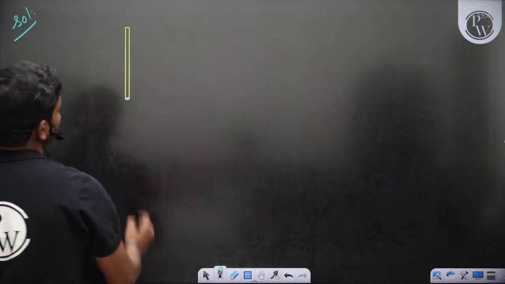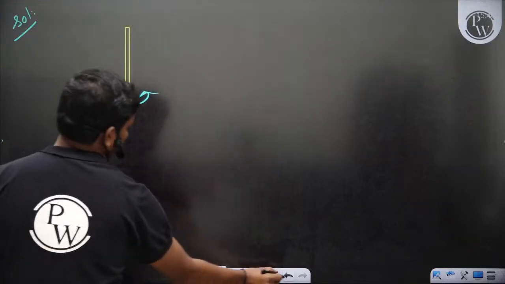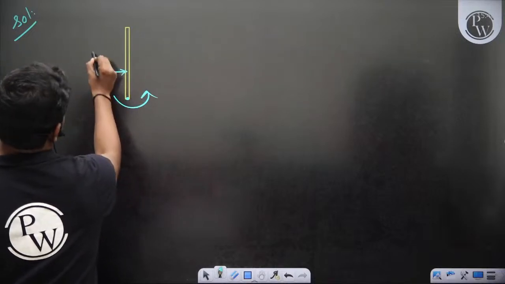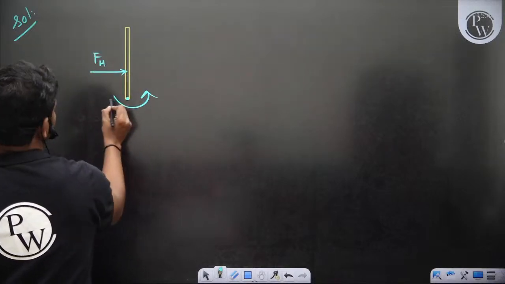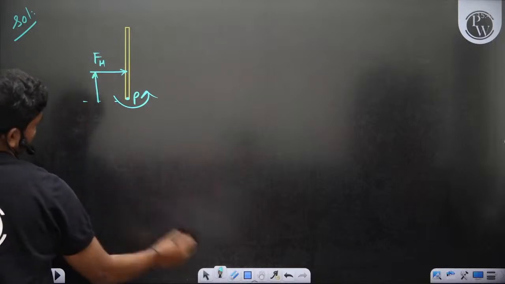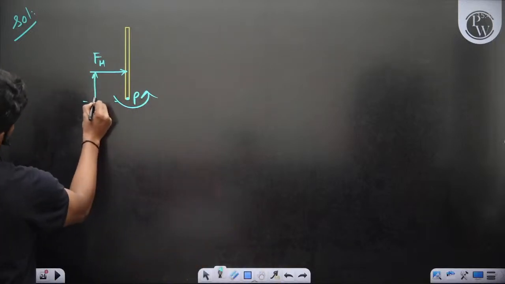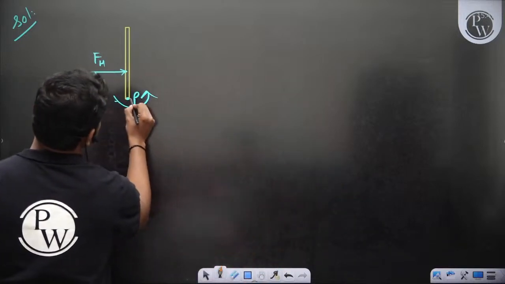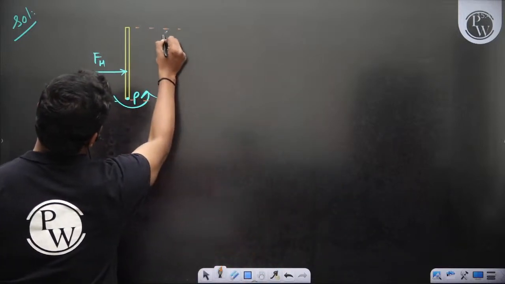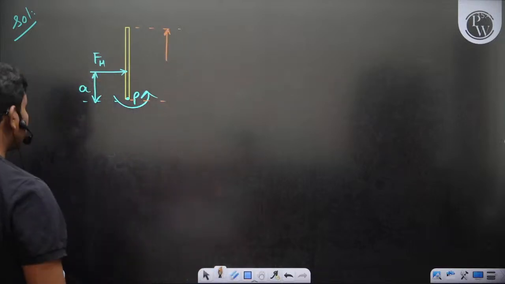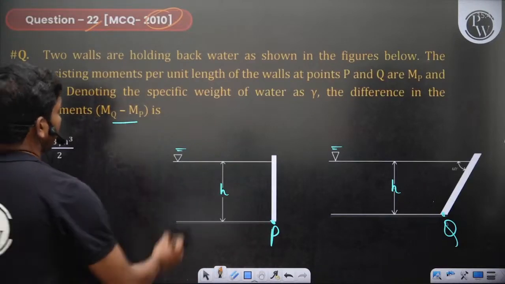Okay, so let's see. You have the moment, of course, and there is some hydrostatic force FH. This point is P and let's say this distance is A, for example. This distance is A, and what is the height of the water column? H. Okay, fine.